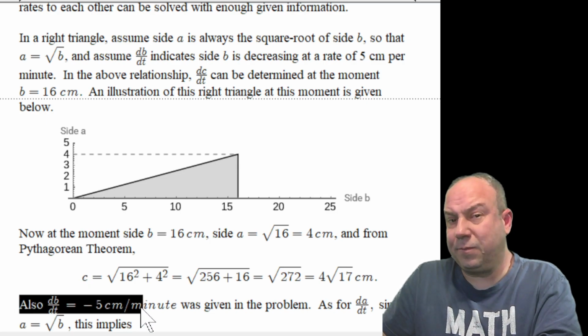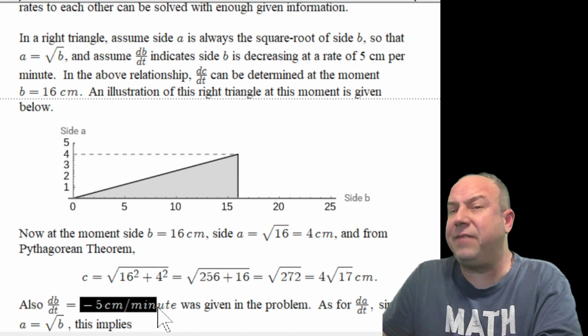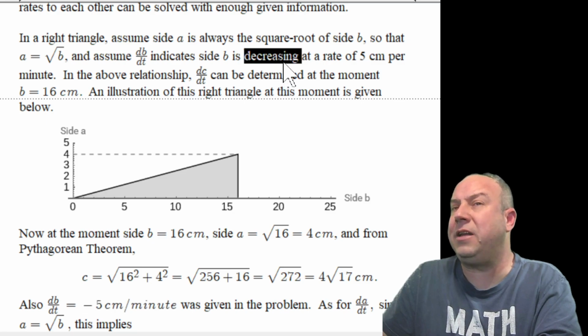Also, dB dt would be equal to negative 5 centimeters per second, because we are decreasing at that rate in our problem.